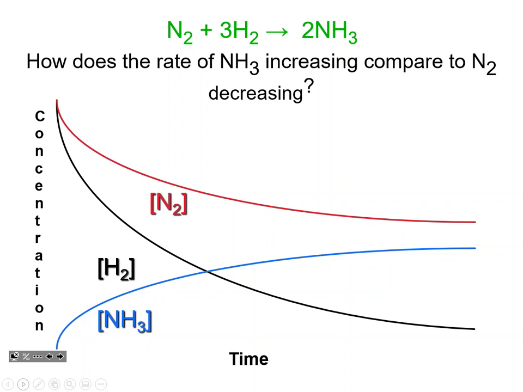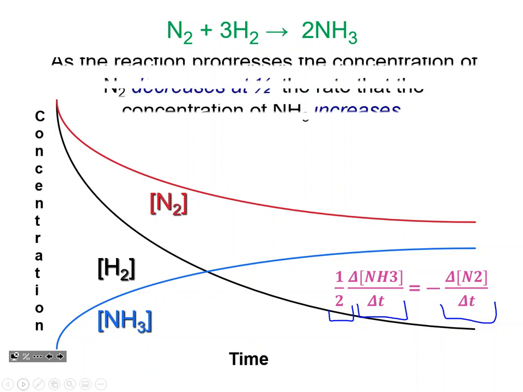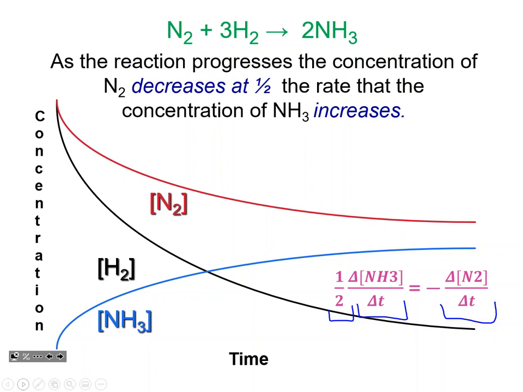And once again, a lot of you can just see that, looking at your reaction, looking at the slopes. Some of you need to look at the rate equations and compare them, and some of you can do that. So if I'm looking here, here's your nitrogen disappearing, here's your ammonia appearing, but since the ammonia has the two moles, that means the nitrogen concentration is disappearing at a rate that is 1/2 the concentration of the ammonia appearing or increasing, whichever way you want to phrase it. So as the reaction progresses, the concentration of nitrogen decreases at 1/2 the rate that the concentration of ammonia increases.